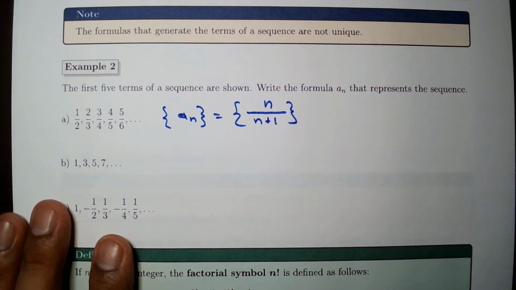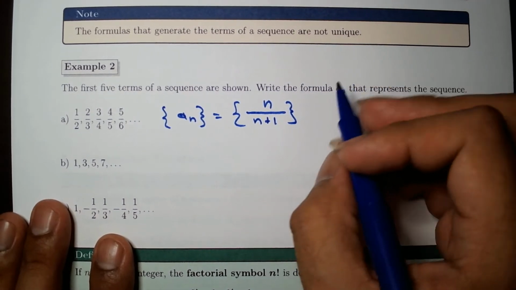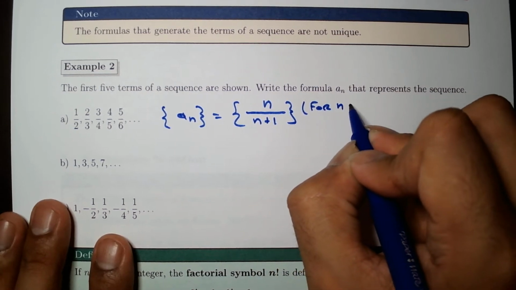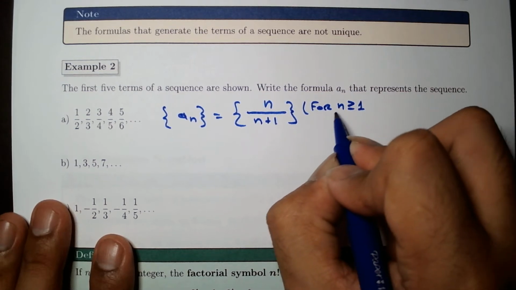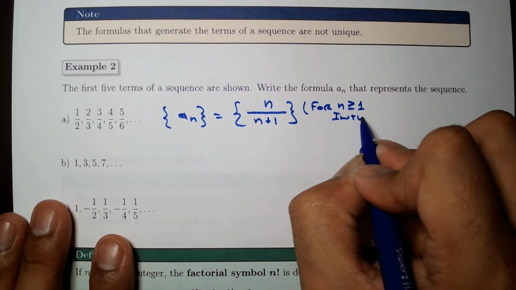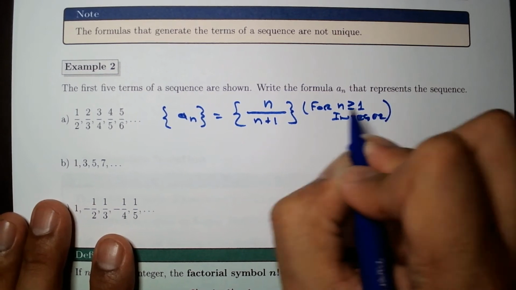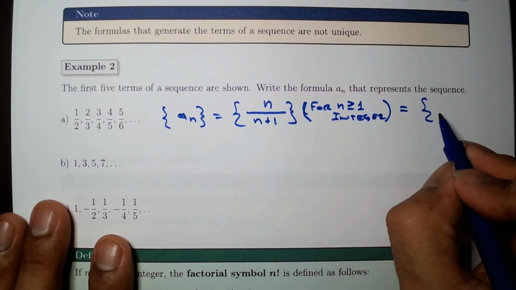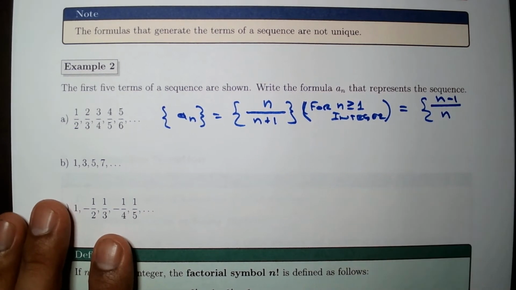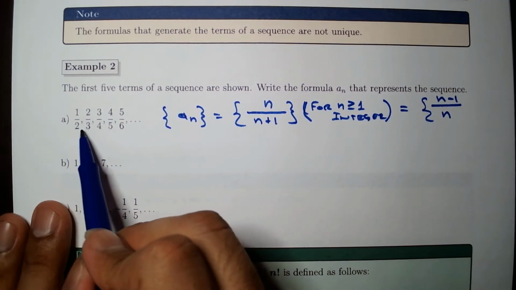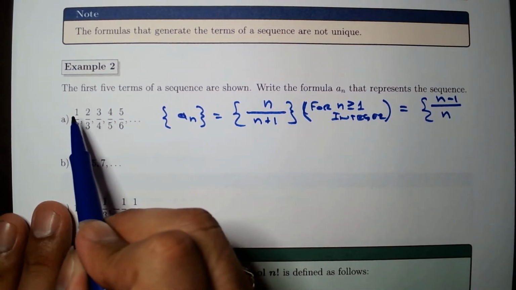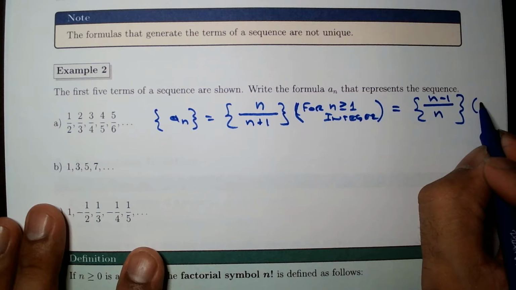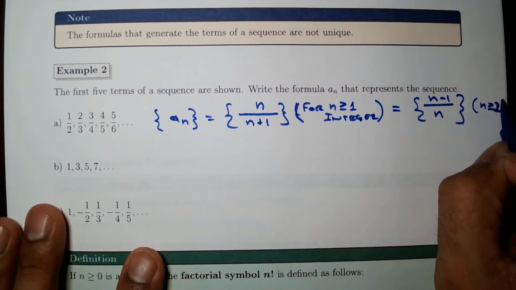And in this case, we start for n greater than or equal to 1. Actually, n an integer. Keep in mind that these are integers. Another way to express this is n minus 1 over n, because if we look at the denominators, the numerators are 1 less than the denominator. But in this case, we want n to be greater than or equal to 2, right?